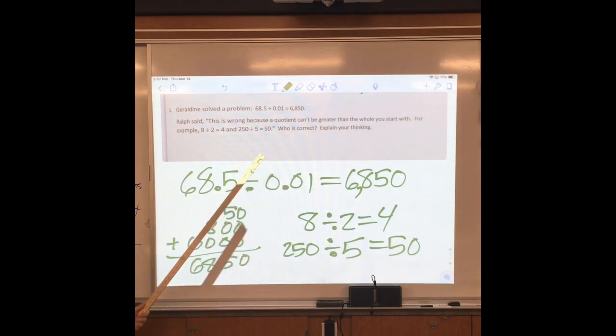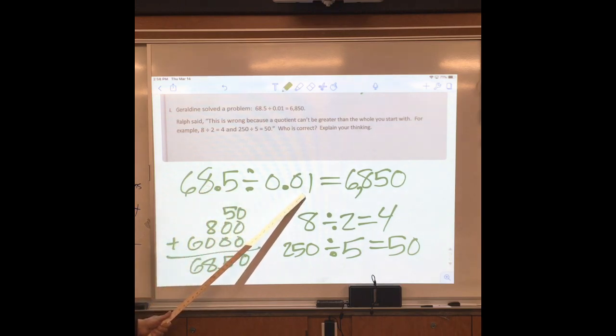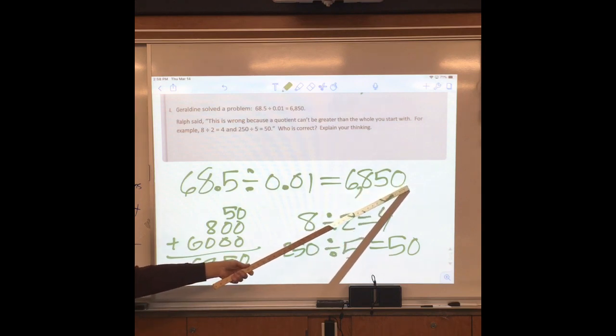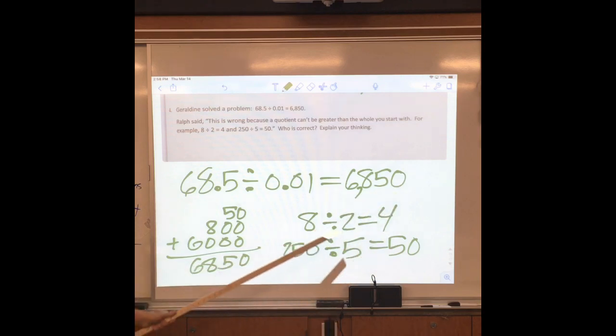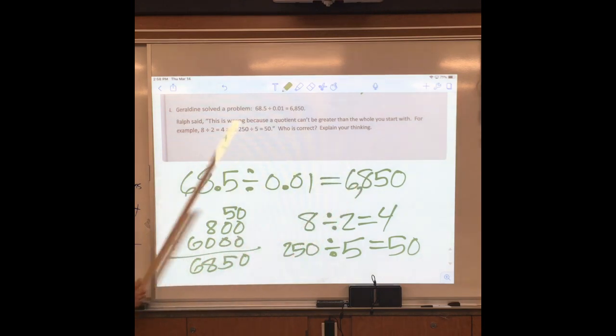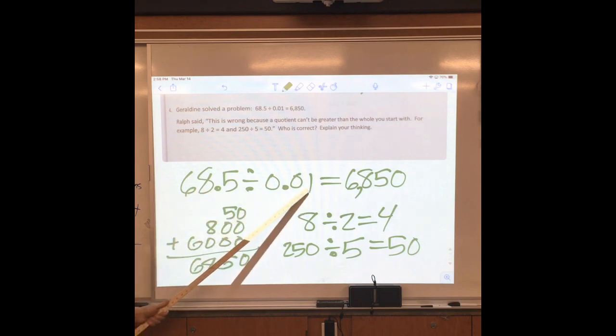Who's correct? Well, is Ralph correct? No, he's not. How come? What we did is we took $68.50 and we exchanged it for pennies at the bank. So how many pennies did we end up with? We ended up with 6,850 pennies, right? Or hundredths. So you can get a bigger number back here, can't you? Yes, you can. Especially when we're exchanging things. When we're exchanging dollars for pennies, right?